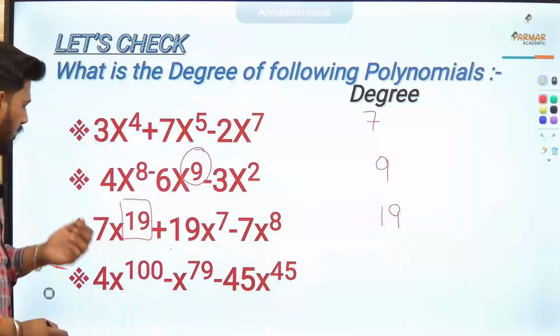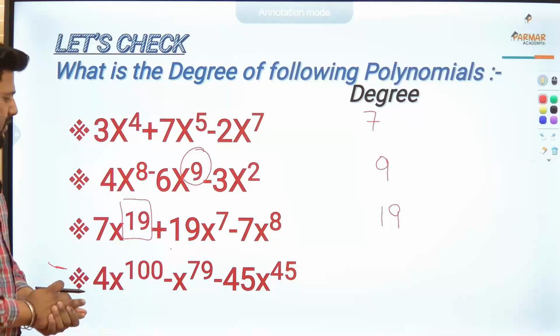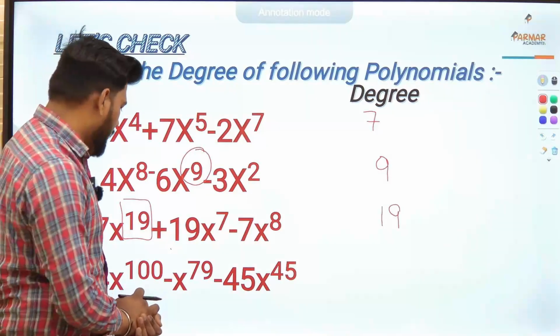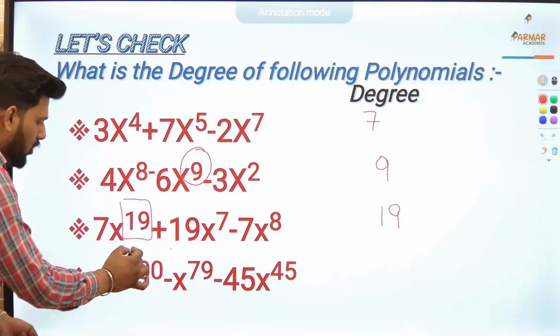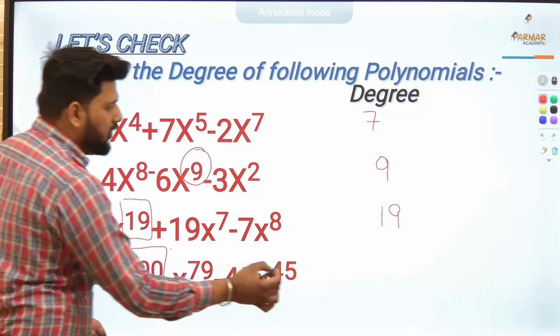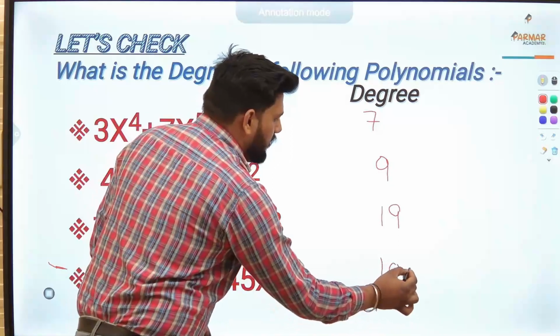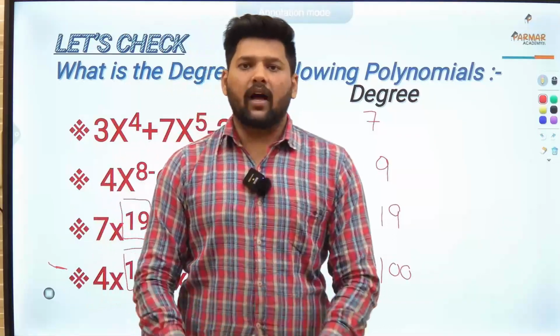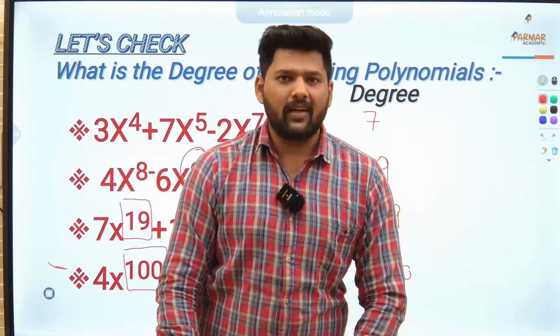And the last one is 4x raised to power 100 minus x raised to power 79 minus 45x raised to power 45. The highest exponent of this polynomial is 100, so the degree of this polynomial is 100. Now we have learned how to find the degree and to classify the polynomials on the basis of degree.